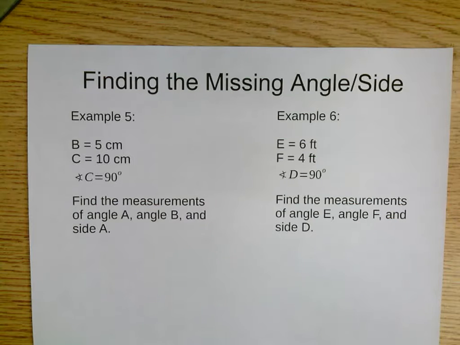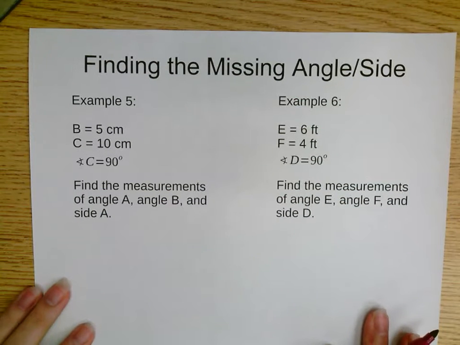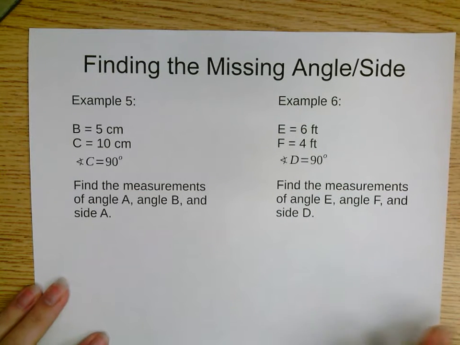Alright, this is the end of lesson 4, examples 5 and 6. We're finding missing angles and sides. We have a couple different things going on, but notice we have no pictures, and I don't want you to worry. We're going to draw pictures. So let's look at example 5.